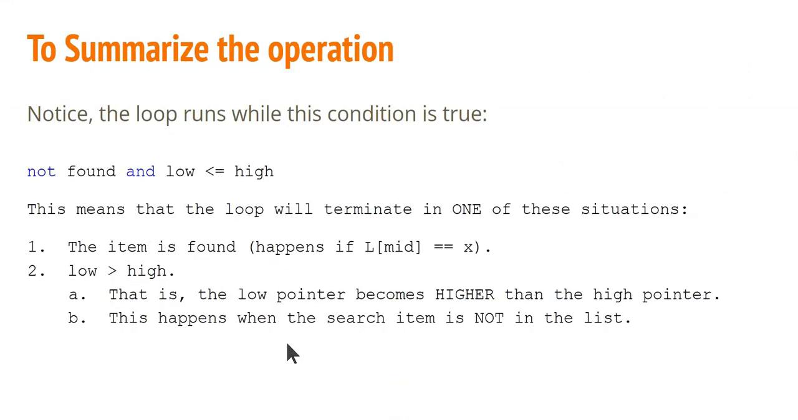Once again, to summarize the operation, basically we saw that the loop runs while this condition is true. We have seen this before, which means the loop terminates in one of these conditions. Either the item is found, which happens if L mid is equal to x, or low becomes greater than high, which means the pointers invert. And this happens when the item is not in the list. So this is how the whole code is coming together.